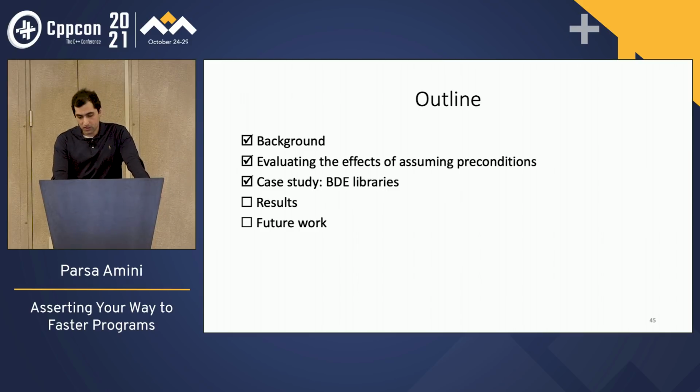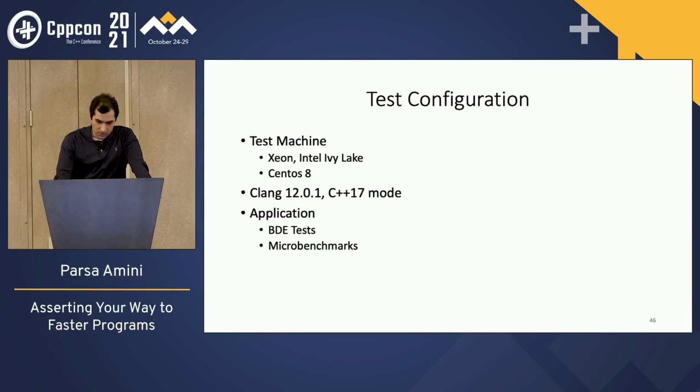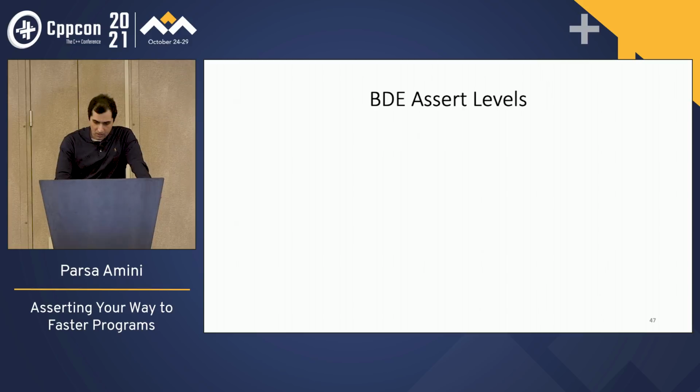So we discussed P2064, which is published, and mentioned its results. We discussed what makes BDE libraries a good target to experiment on and what is available to experiment on. And we now move on to the results of our experiment on BDE. Our experimental subjects were BDE's own tests and a bunch of micro benchmarks that we developed. I'll explain that again soon. We did our experimenting on an Intel Ivy Lake machine with Clang 12.0.1 in C++17 mode. This slide is mostly for reference.